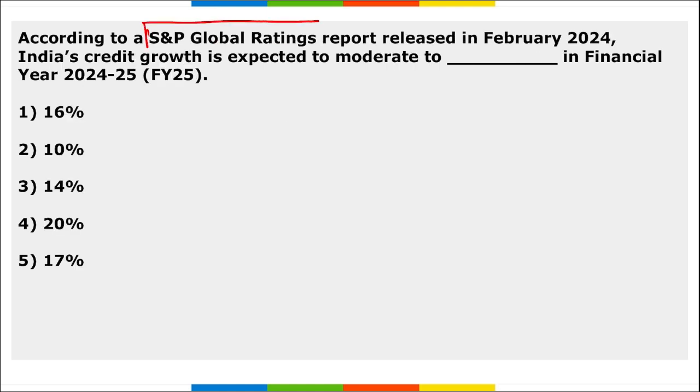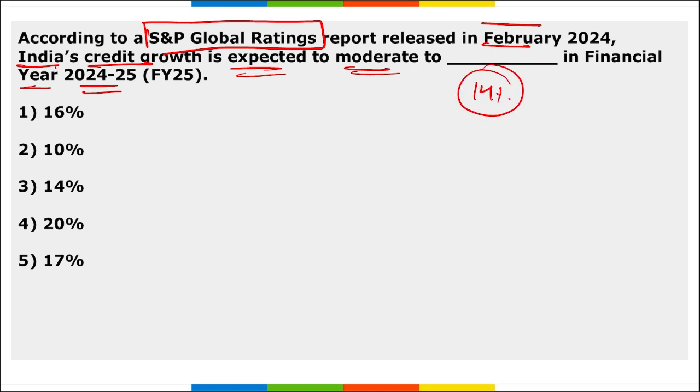Next, according to the S&P Global Ratings report released in Feb, India's credit growth is expected to moderate to dash in financial year 24-25. So according to the S&P Global Ratings report released in Feb, India's credit growth is expected to moderate to 14% in financial year 24-25.